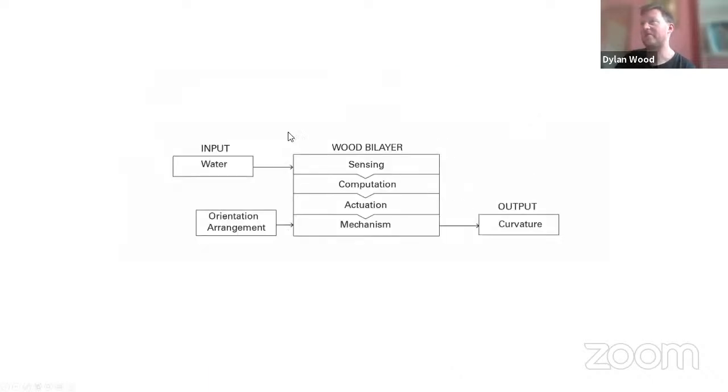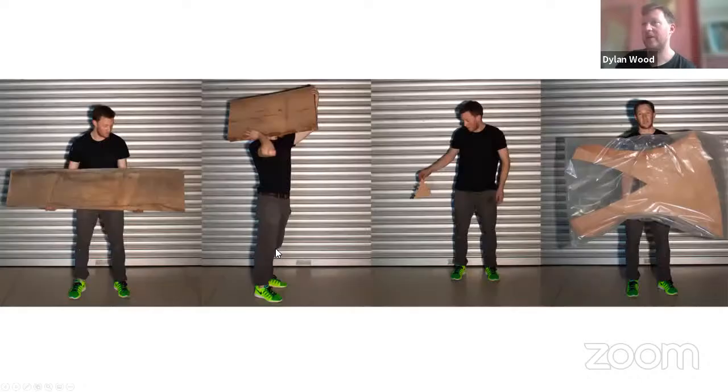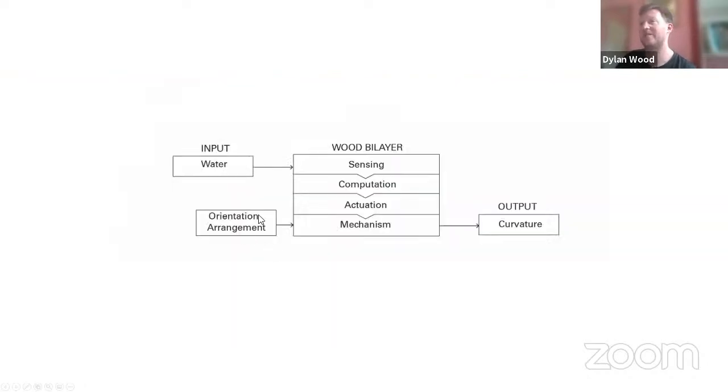So if we continue to add on to our chart, we can add this arrangement and orientation, as well as an additional set of mechanisms, which combined with the actuation on the material level can produce not just volume change, but also a change in curvature.